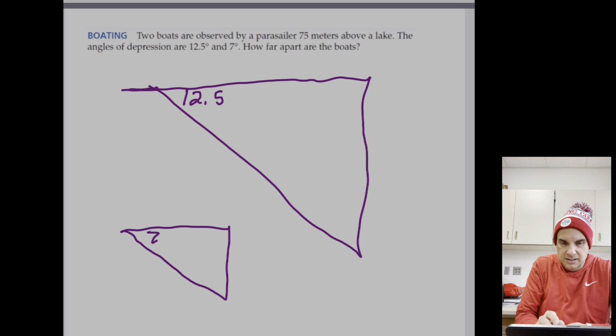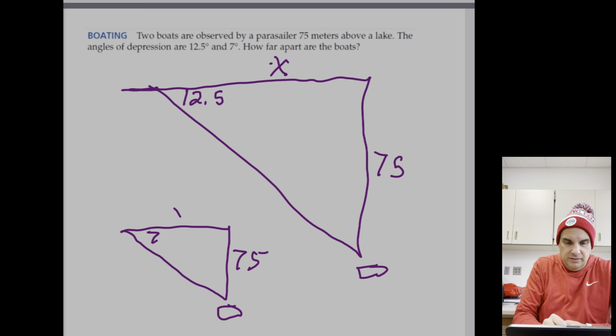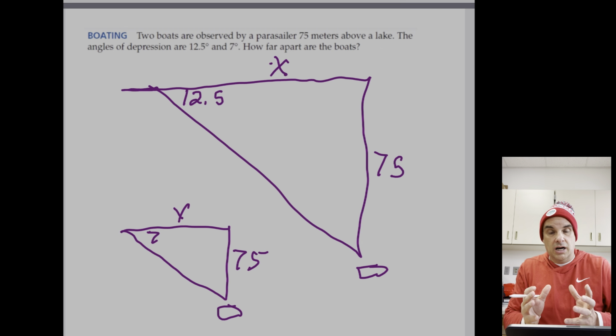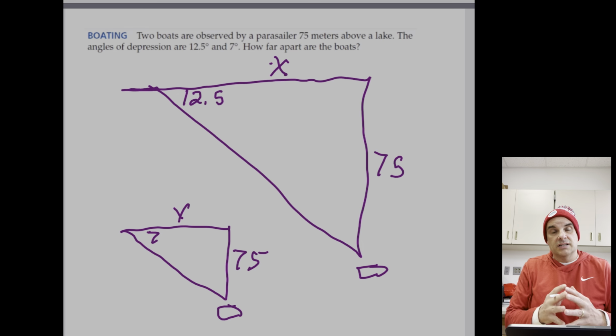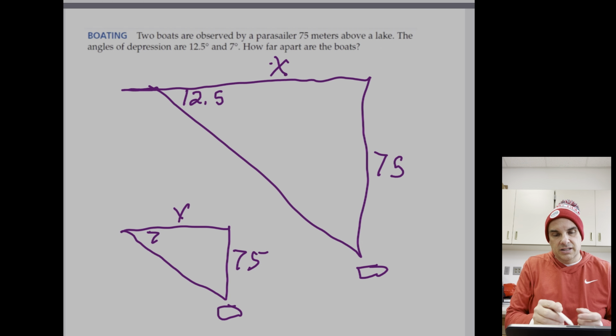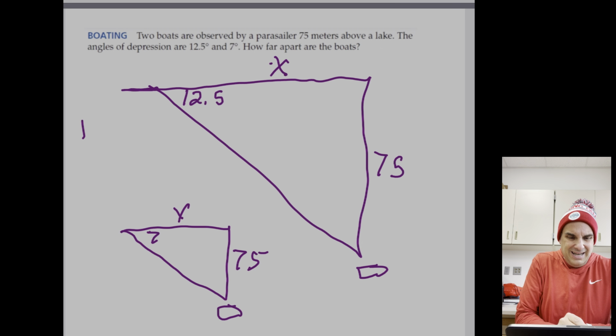It says he's 75 meters above the lake. So this is 75 and this is 75. Essentially the boats are down here and down here. So I'm going to find this value and that value right there. But it wants to know how far apart they are. Since it's how far apart, I'm probably going to have to do a little bit of subtracting, because this would be the distance there and the distance between them. So again, we're probably going to use tangent. Tangent, you'll find out, gets used a lot with these questions.